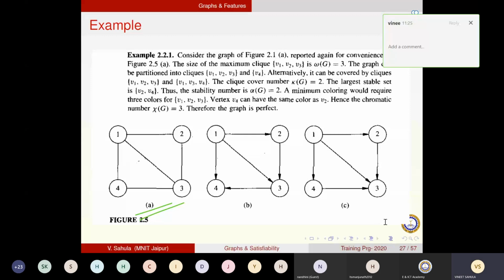I'm asking for the maximum size clique. You have answered, it says size 3, so I can say yes. A triangle is there, so the clique size is 3. Size 4 is not possible because this edge is absent. So my maximum clique size is 3 only.